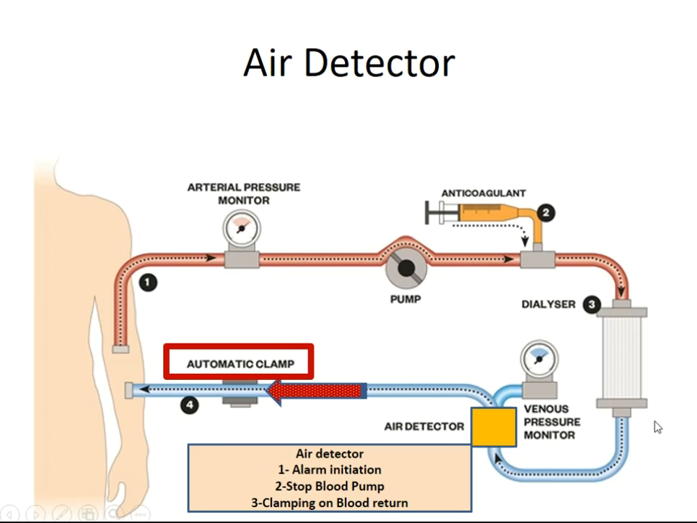Blood coming from the dialyzer can have micro air emboli moving to the air detector device, alarm, and automatic clamping to prevent air from moving through the line to the patient. The air detector will induce three steps: producing an alarm, stopping the blood pump immediately, and clamping the blood return.